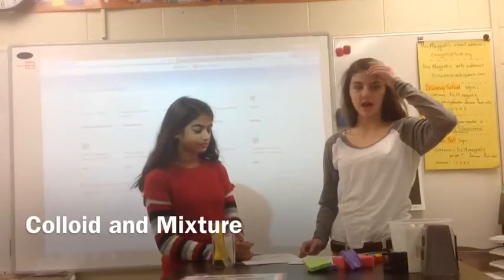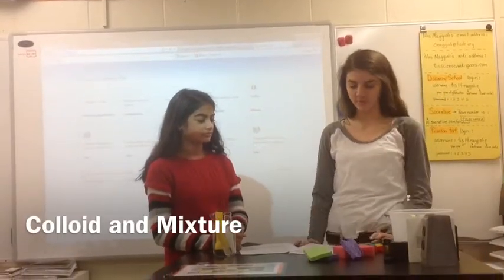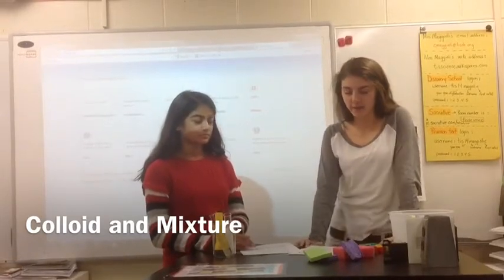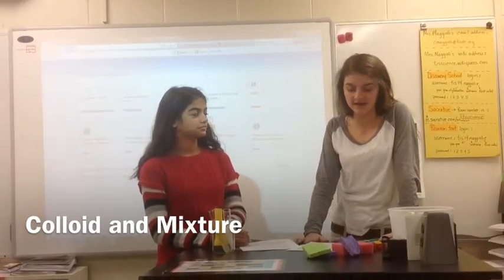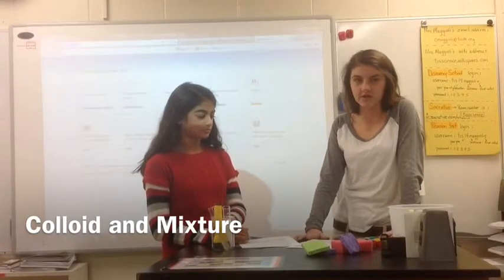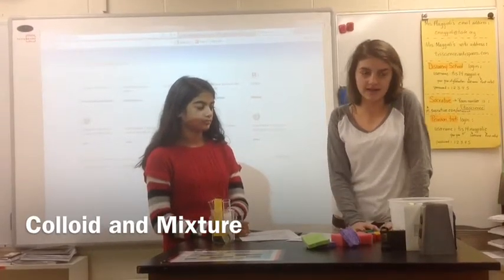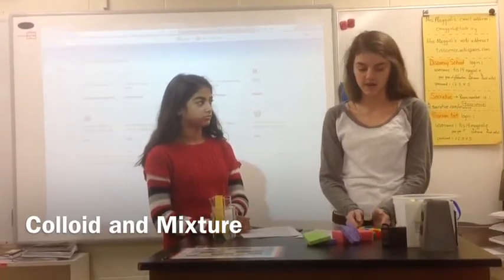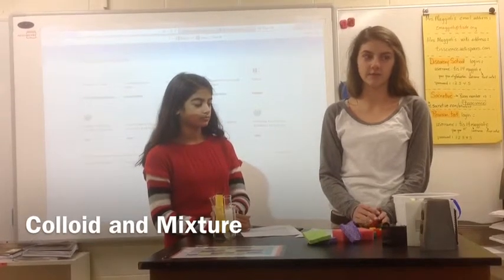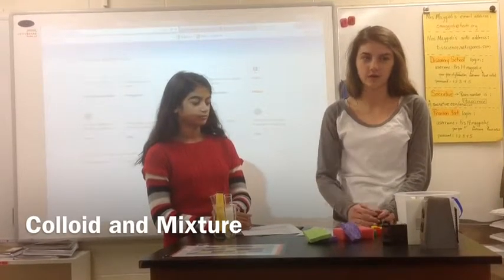A mixture is a combination of two or more substances in any proportion. The substances don't combine chemically to form a new substance as they do in a compound, and they keep their original properties, they just intermix. A mixture is pretty much just something that can be physically put together and also physically taken apart.